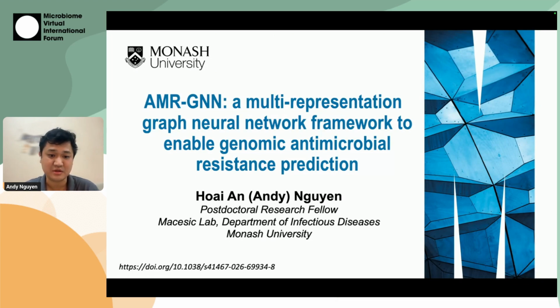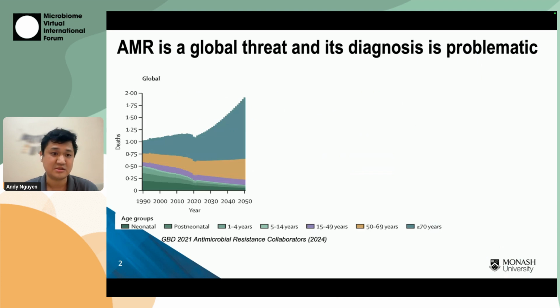I'm a postdoctoral researcher at the Department of Infectious Diseases at Monash University, and today I will present a paper that was just published last month, named AMR-GNN: a multi-representation graph neural network framework to enable genomic and antimicrobial resistance predictions. So first, to give you some impressions of AMR.